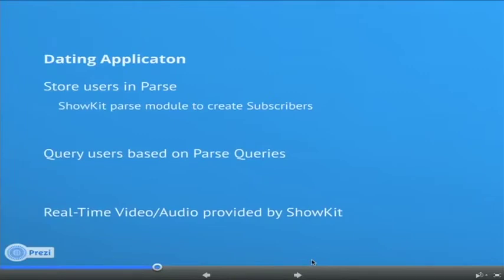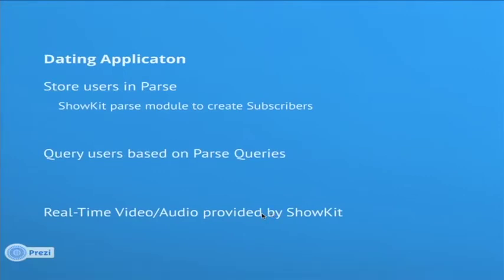We've actually gone ahead and integrated this with Parse, which is very easy integration with ShowKit. We actually have a cloud code module that you can download and link your Parse users. So for the design of this application, we're going to store the users in Parse. We're going to use the ShowKit Parse module to create the subscribers for those users. And we're also going to query the users based on Parse. So for example, when we want to find a girl and we want to make sure that we don't find a guy, then we'll use Parse queries to make sure that the gender is correct. And then we're going to drop in the real-time audio video provided by ShowKit.